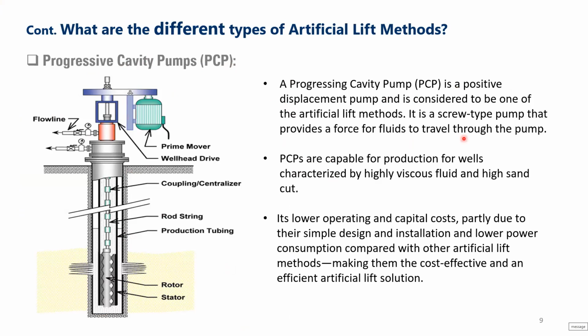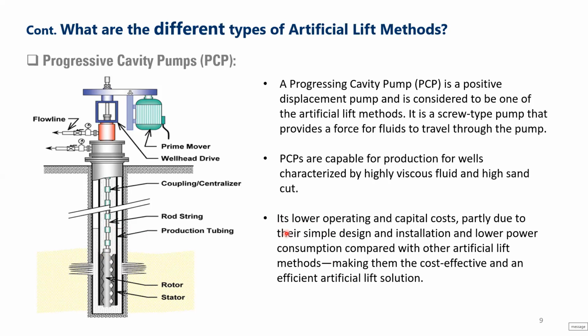The PCP is a positive displacement pump, and is considered to be one of the artificial lift methods. It's a screw type pump that provides a force for fluids to travel through the pump. It goes from one section to the other until it reaches the surface.